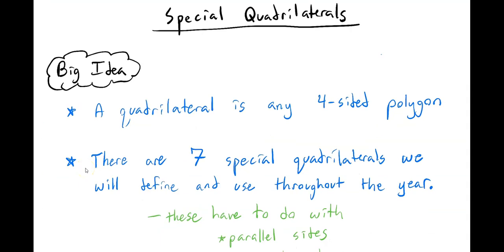Okay, you guys, we're just going to do a quick overview of special quadrilaterals. This is just to bring up some vocabulary that we'll use throughout the year. However, we'll spend an entire unit / chapter investigating these in detail, doing proofs. So this is really just becoming familiar with a couple vocab words.